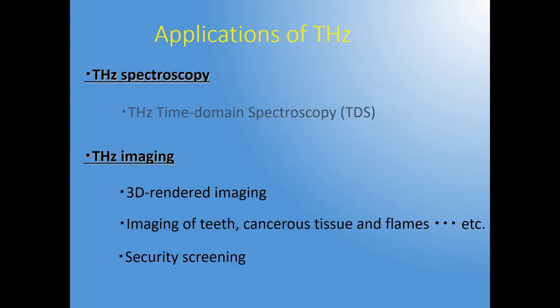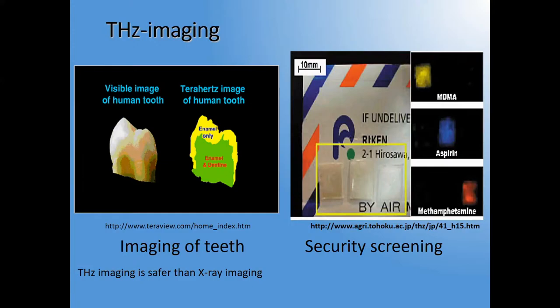So here are some examples: a visible image of a human tooth on the left, and on the right a terahertz image of the human tooth. The difference is that in the terahertz image, you can quite clearly distinguish between the enamel on the top of your tooth and the material inside the tooth. So they can look for decay, they can look at the strength of the material and so on. We also use it in security screening. You've heard about security scanners and so on. You can detect drugs, for example, by terahertz. And the advantage is that terahertz is inherently safer than X-rays. You will all know that you can only be exposed to a certain number of X-rays per year.